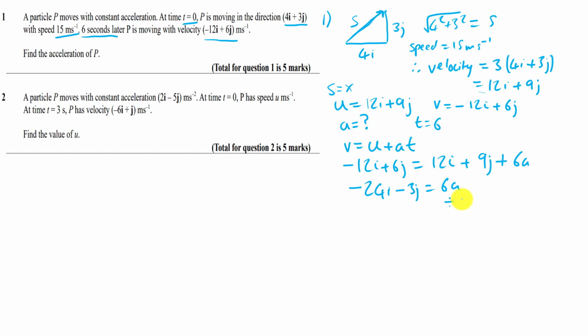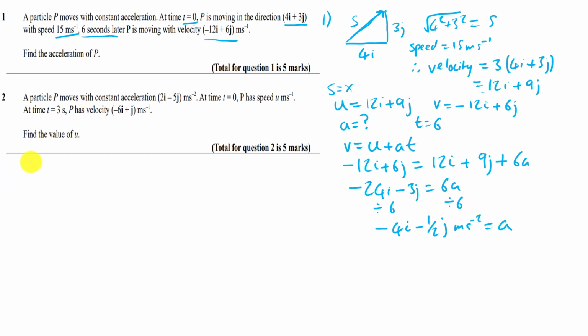Divide out by 6, and we're going to get minus 4i minus a half j, and that's meters per second squared, equals a. That's the acceleration.